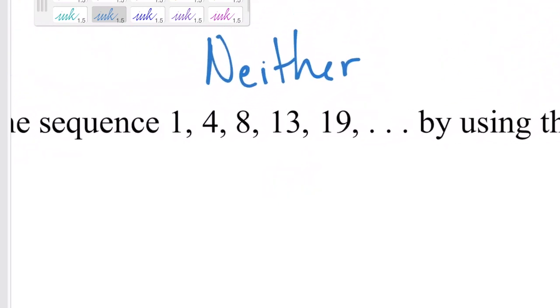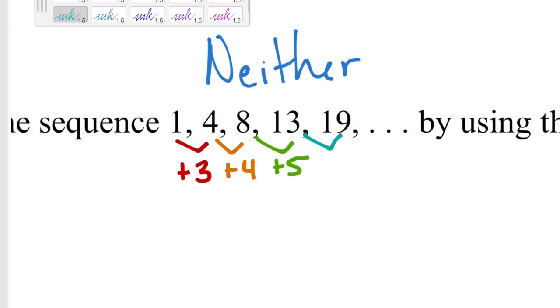So looking at this, I always like to check out the addition first. So it would have been adding by 3 to get 1 to 4. Adding by 4 to get 4 to 8. 8 to 13, we would add 5. 13 to 19, we would add 6. I feel like this is a nice pattern.